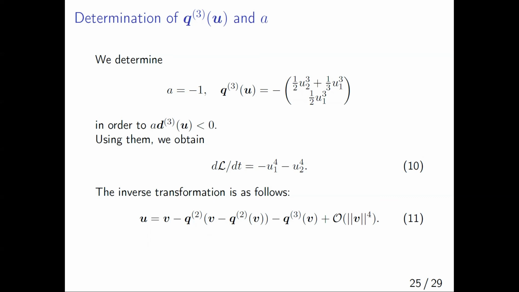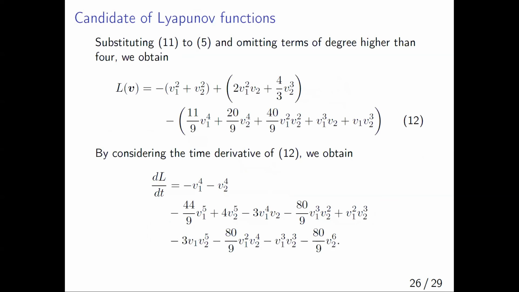The inverse transformation is as follows. Substituting inverse transformation 11 into Lyapunov function 5 and omitting terms of degree higher than 4, we obtain this equation. By considering the time derivative of equation 12, we obtain this equation.